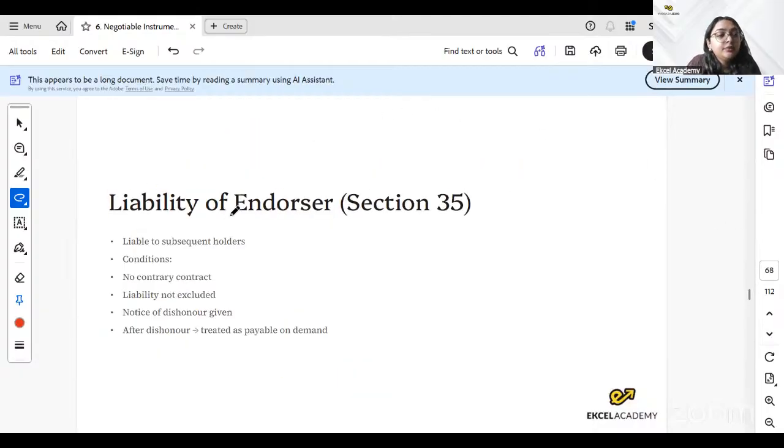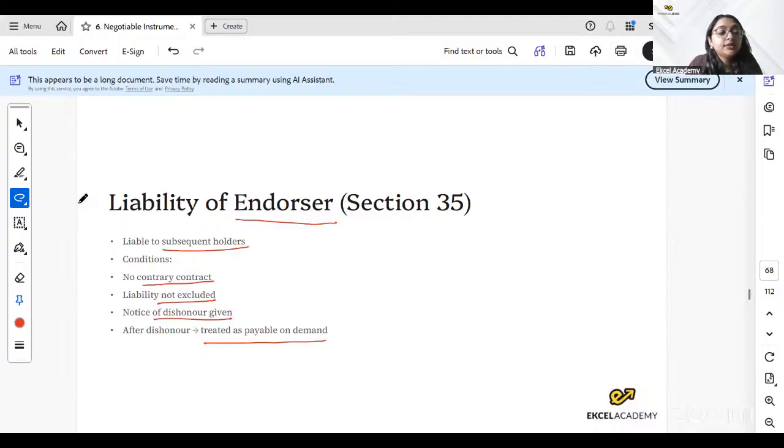Liability of the endorser: the endorser is liable to the subsequent holders. If there is no contrary contract, the liability is not excluded, and notice of dishonor is given. After dishonor, it is treated as payable on demand. So whom is the endorser liable to? If I have received a check saying A will pay me rupees 5,000 and I am endorsing it to C, then I will be liable only to C. No previous holders, only subsequent ones. And then say C endorses it to D. So C will be liable only to D, not to me.